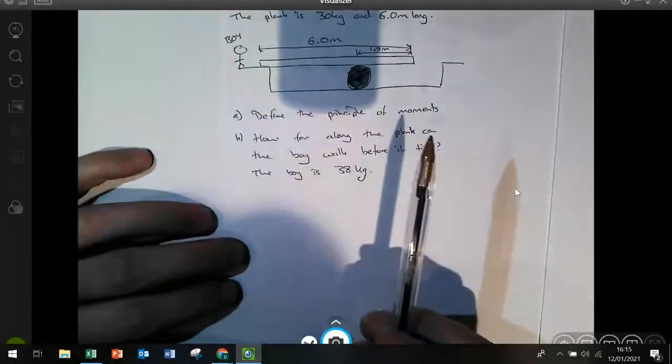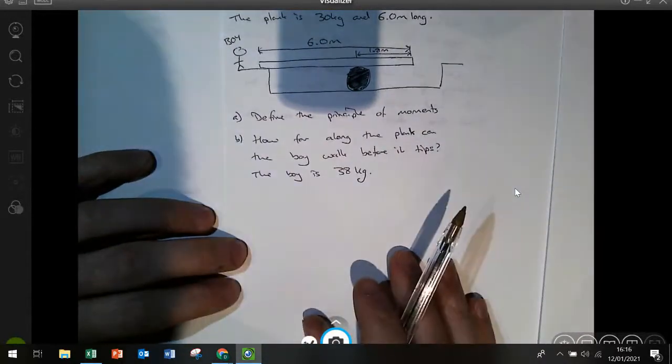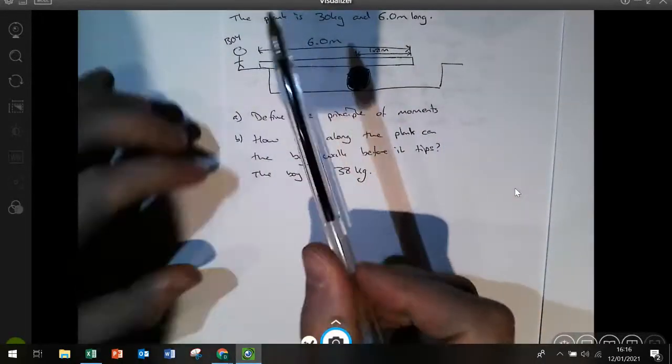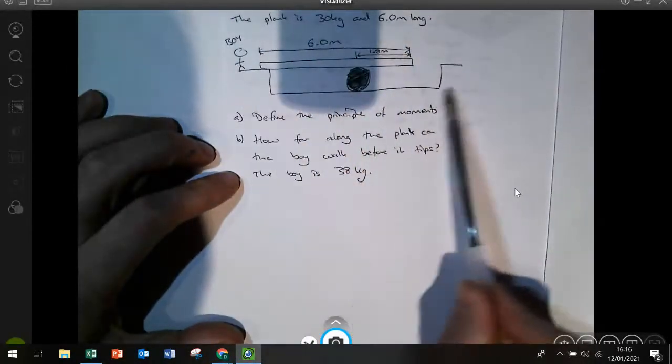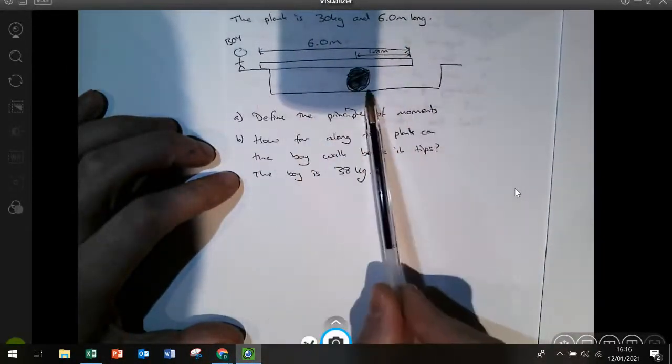In this video, we're going to do a moments question. So have a look at the question. It tells you the plank is 30 kilograms and 6 meters long. There's a nice diagram of the setup here.